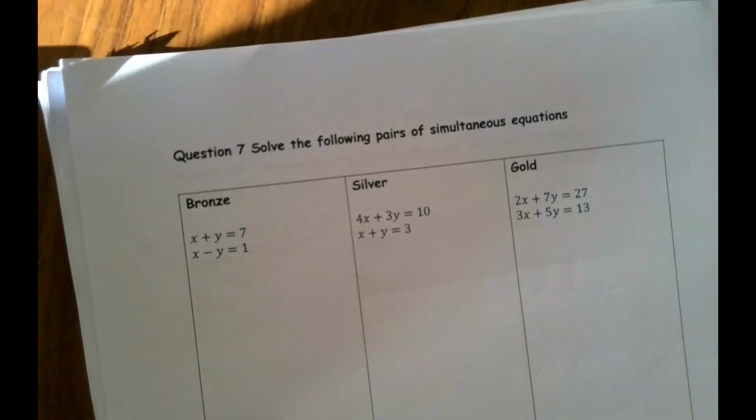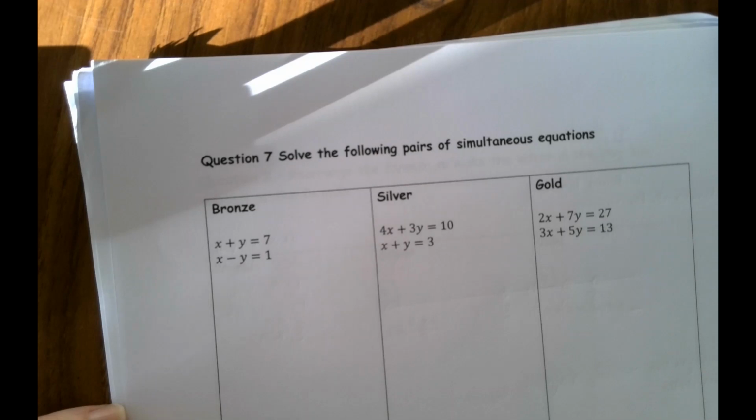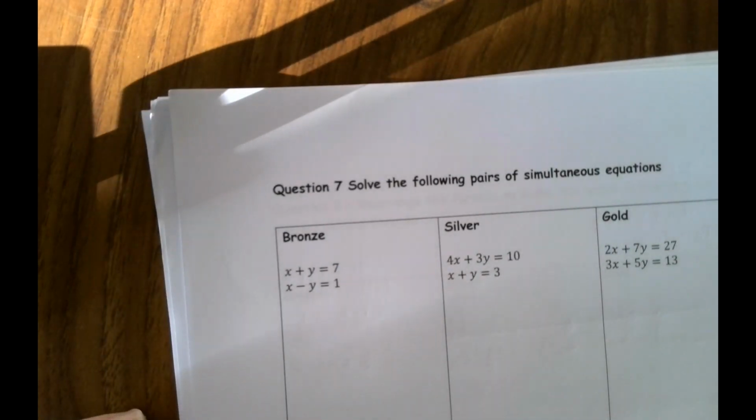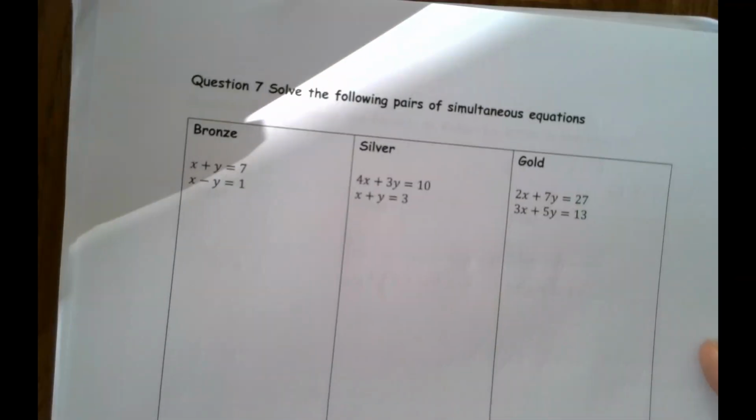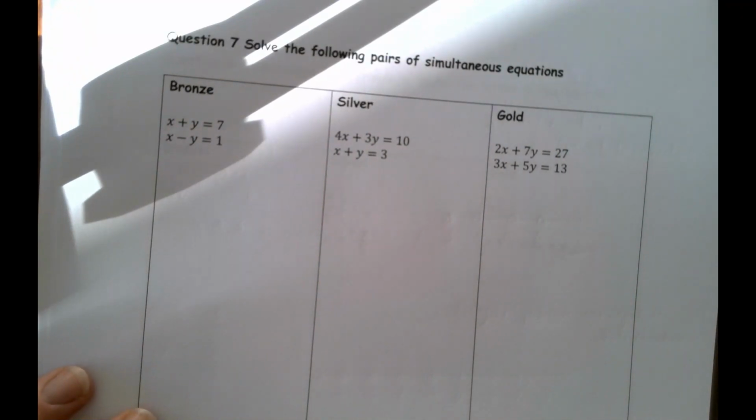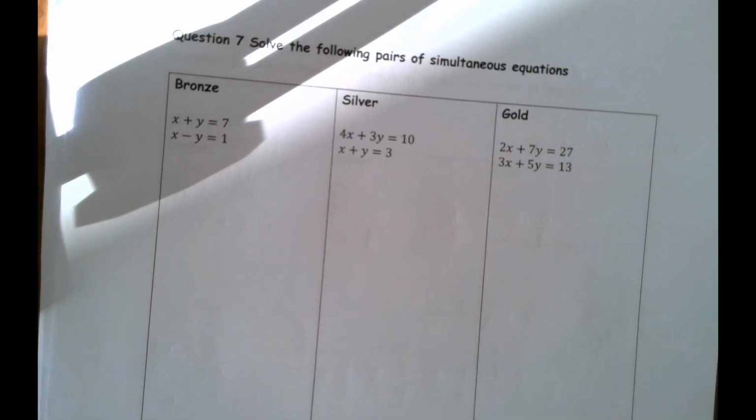Okay? Next one. Solve the following pairs of simultaneous equations. Okay? So, just move out of the sun here. Come down a shadow on the book. So it's a good complaint of sunshine. So here we are.